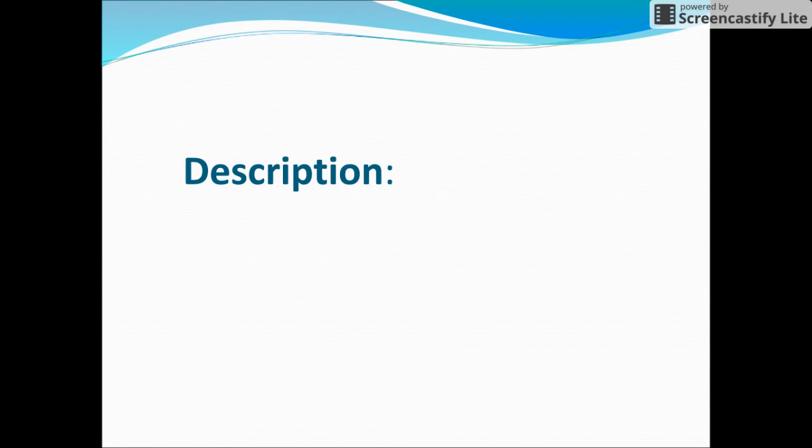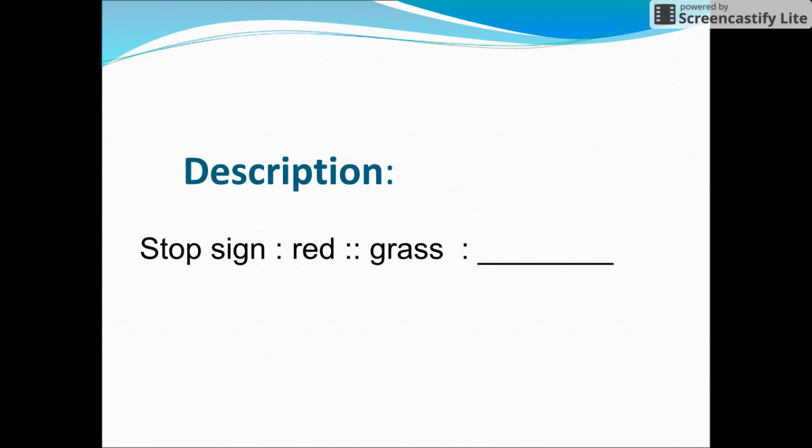The next one is description. Stop sign is to red. We know that the color of a stop sign is red. And grass is to what? Pretty easy, right? What can we use to describe grass? Stop sign is to red and grass is to what? Pause and write.